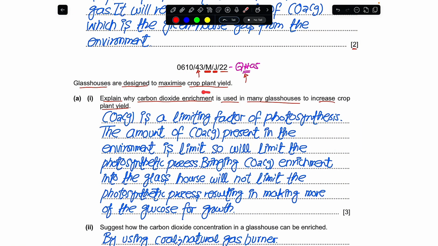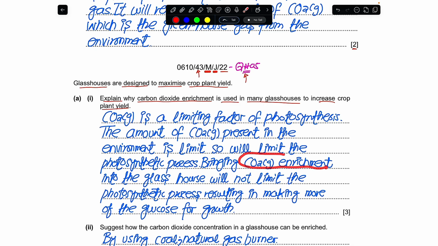So when I would be providing more carbon dioxide by the enrichment process, by burning the coal or the natural gas burners, the amount of CO2 in the glass houses would remain more, it would diffuse more into the leaves, and it would not become a limiting factor for the rate of photosynthesis. So how the answer should look is that carbon dioxide gas is a limiting factor of photosynthesis. The amount of carbon dioxide gas present in the environment is limited, so it can become less and can limit the rate of photosynthesis.